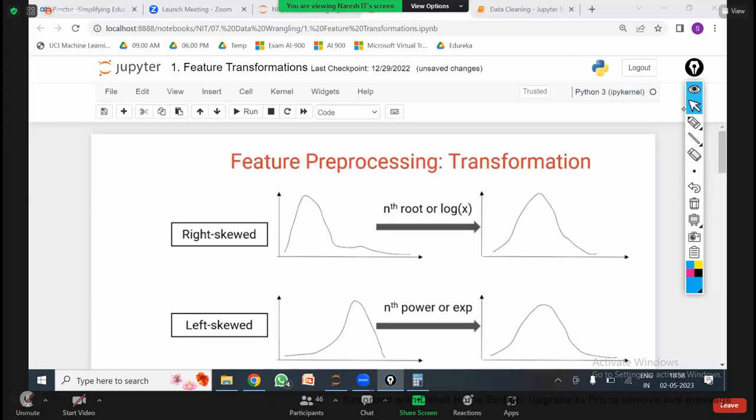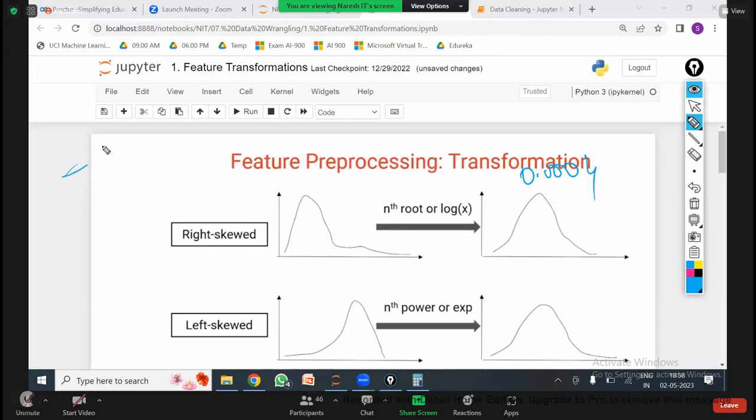In some data sets, outliers will be available. In some data sets, outliers will not be available. In some data sets, missing values will be available. In some data sets, missing values will not be available. In some data sets, skewness will be there. In some data sets, skewness will not be there. In some data sets, the skewness value will be 0.004 only. That data set you need not disturb.